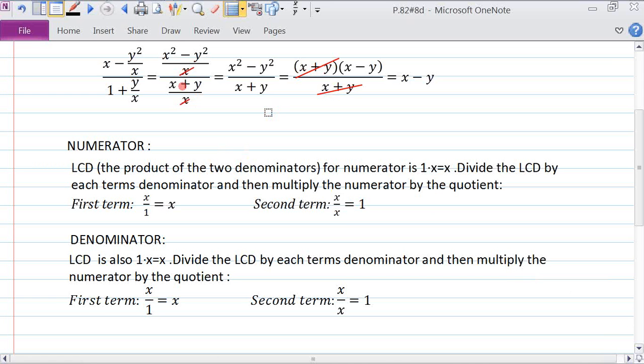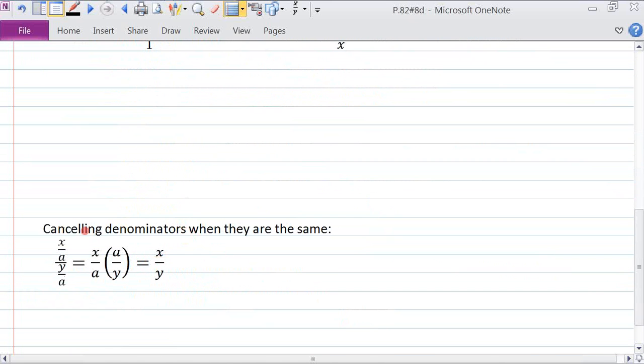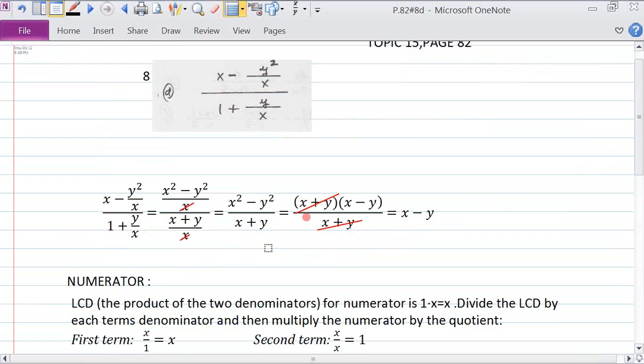Now, what about this here, canceling the denominators here? Well, let me just show you why that is the case. Okay, canceling denominators when they are the same. So let's say we have x over a over y over a. This is really x over a multiplied by a over y. I flipped this, invert and multiply. So the a's cancel, and I'm left with x over y. So if I cancel the a here and I cancel the a here, I get x over y. So that's what I did over here. I'm allowed to do that. If the denominators are identical, in a ratio, in a complex fraction here, I can just cancel them.